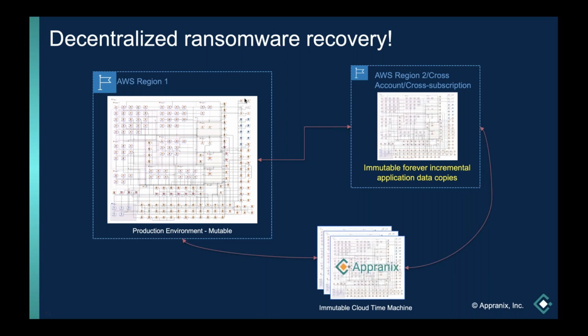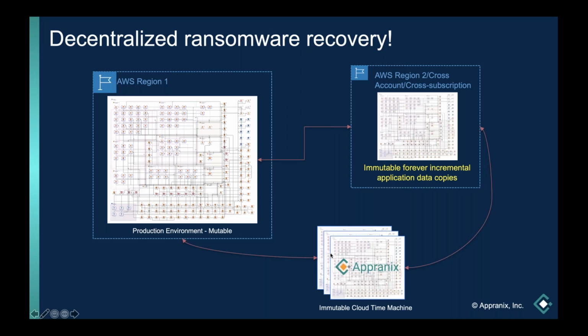It uses your immutable data copies that are forever incremental to give you the full application copy from those immutable copies in a different region, a completely isolated recovery environment that is so different from your production VPC. Now you can run your application, borrow time, negotiate with your attacker, right? And make sure that your application runs. And if everything runs okay, then you continue to run, while Appranix is actually protecting more and more.